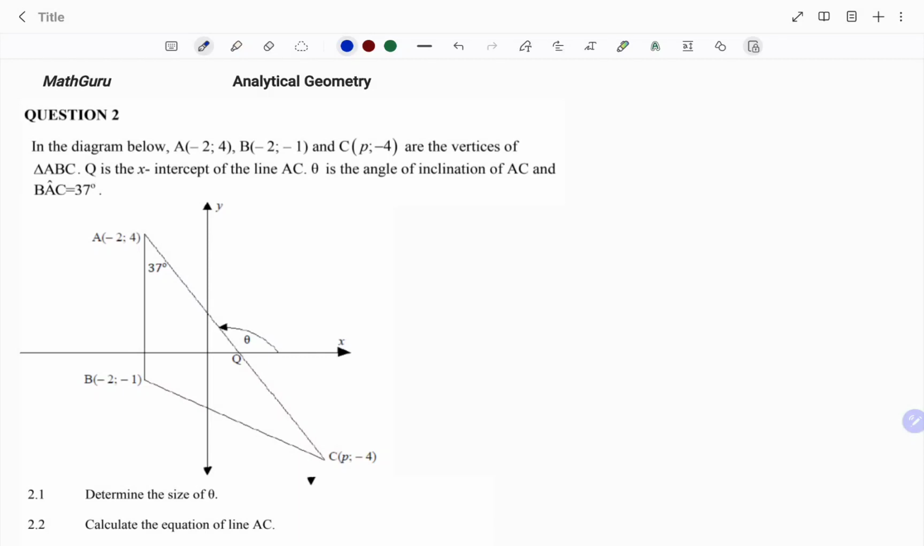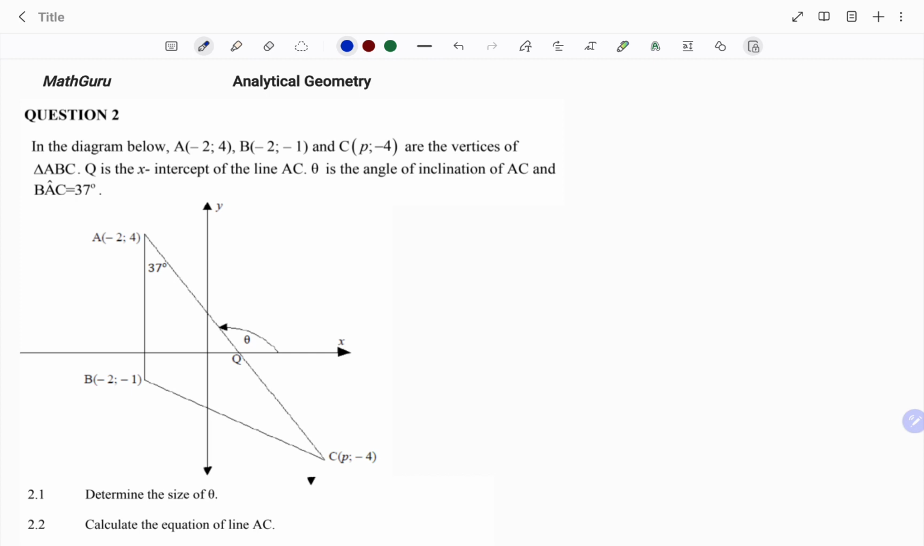In this video, I'm going to show you how to solve the following analytical geometry question. We have in the diagram below the points A(-2, 4), B(-2, -1), and C(p, -4) as the vertices of triangle ABC. Q is the x-intercept of the line AC. Theta is the angle of inclination of AC, and angle BAC is equal to 37 degrees.